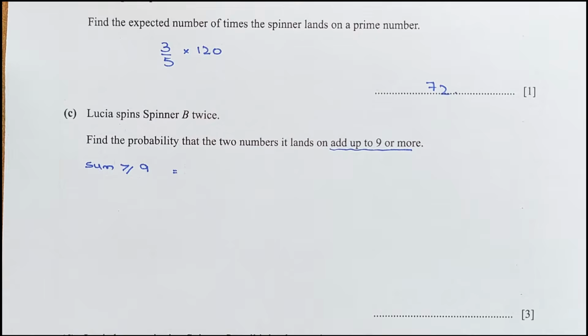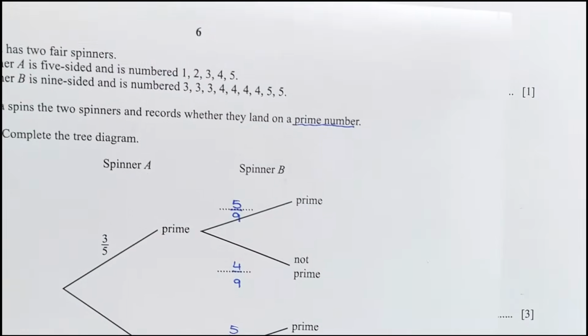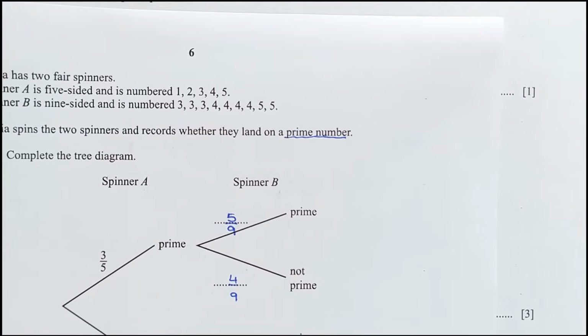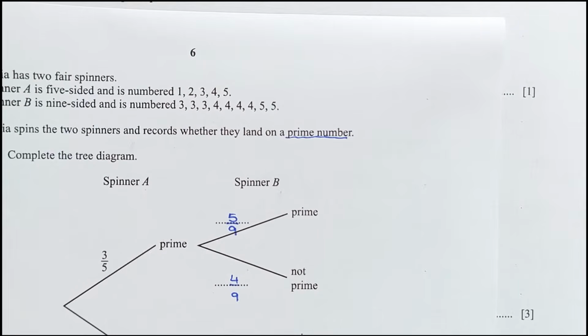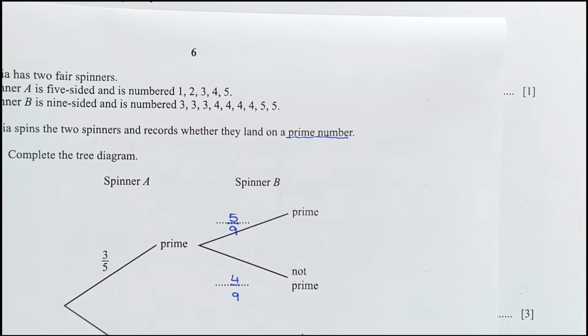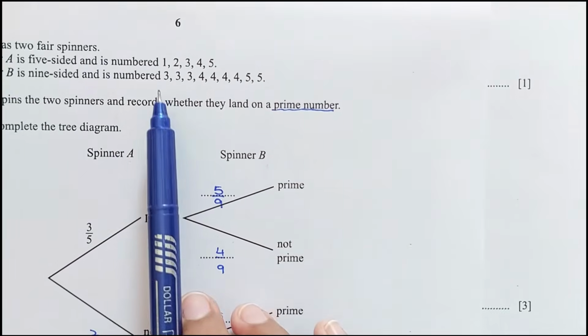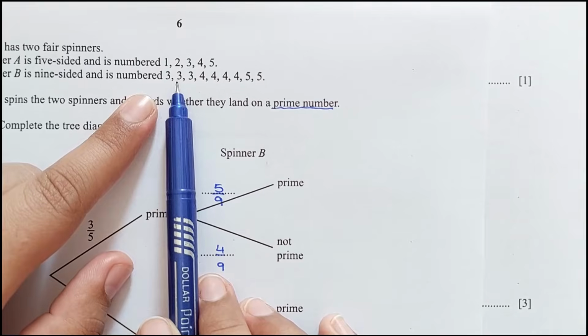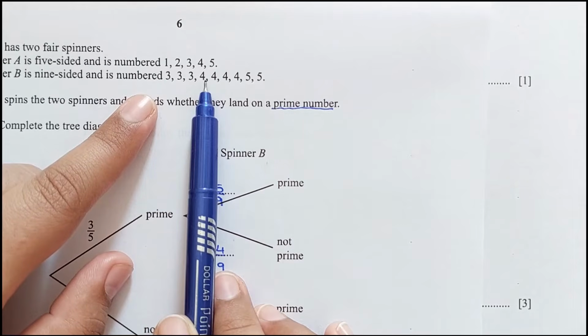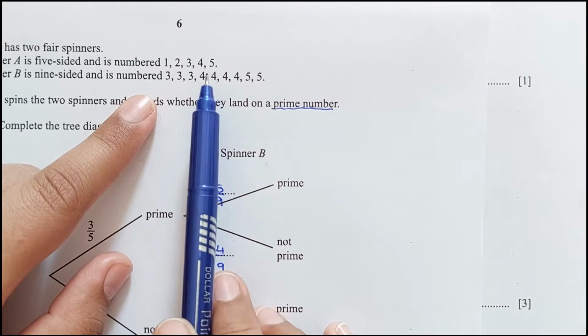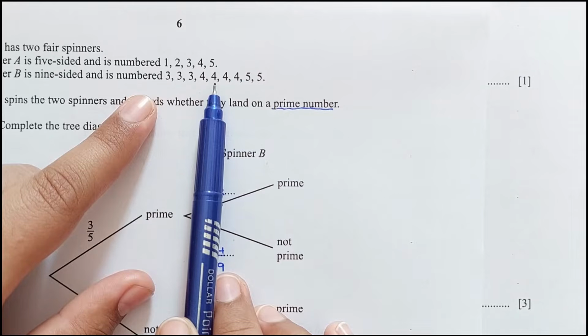So it cannot be 3, 3, because 3 plus 3 is 6. It cannot be 3, 4, because 3 and 4 is 7. It cannot be 4, 4 as well. Not 3, 3, because 3 plus 3 would be 6. Not 3, 4, because 3 plus 4 is 7. Not 4, 4, because 4 plus 4 is 8.